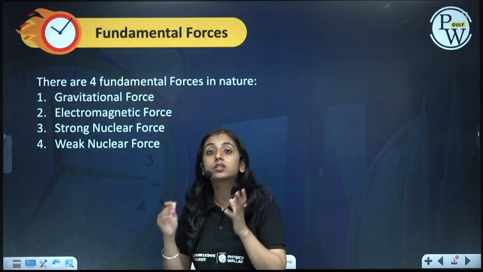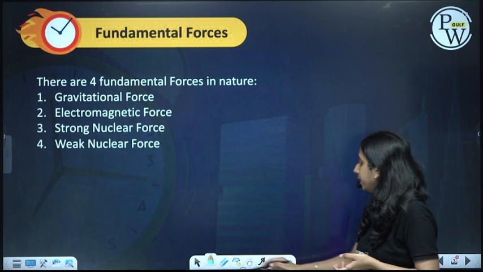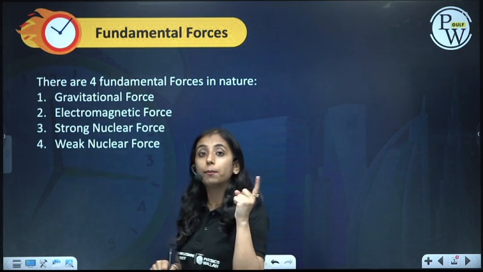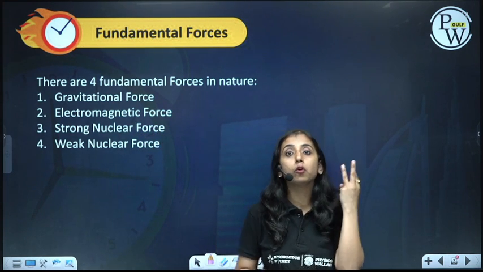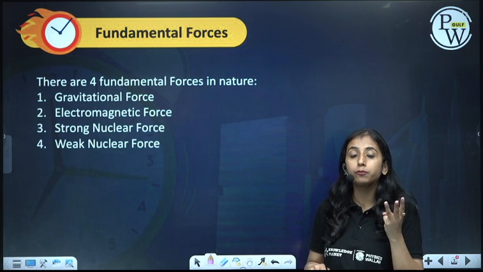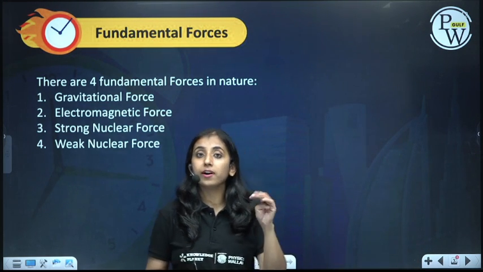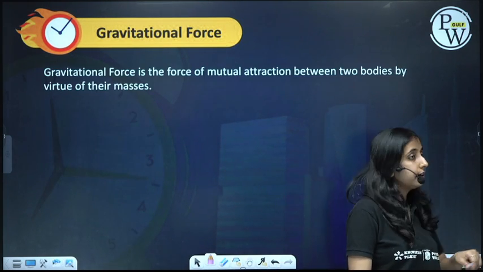So first is fundamental forces in nature. So what are the fundamental forces in nature? There are four fundamental forces in nature. Number one, gravitational force. Number two, electromagnetic force. Then comes the strong nuclear force. Then comes the weak nuclear force. So we have four fundamental forces in our nature. Let's study them one by one.